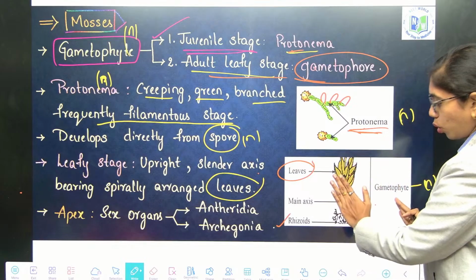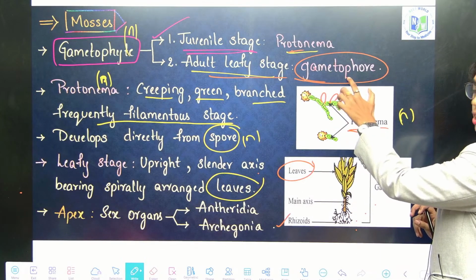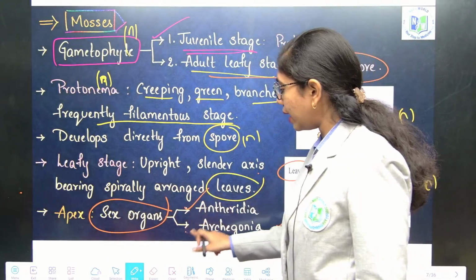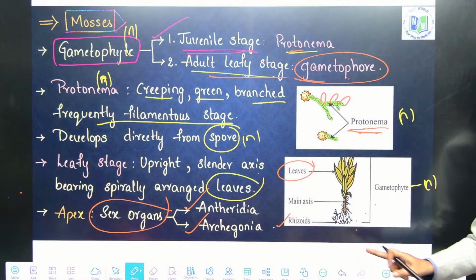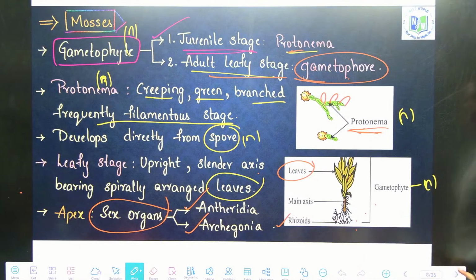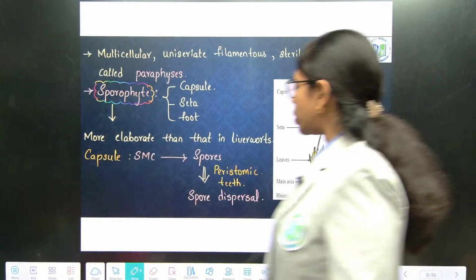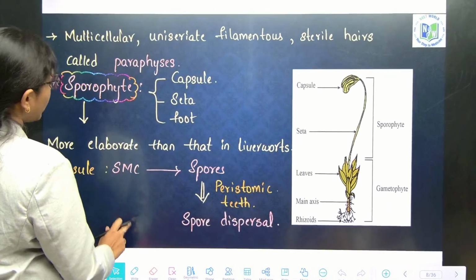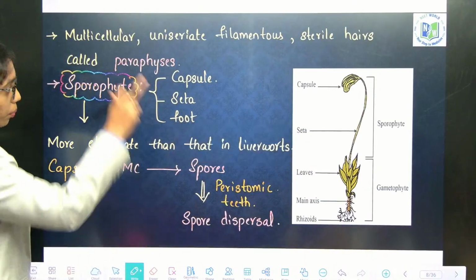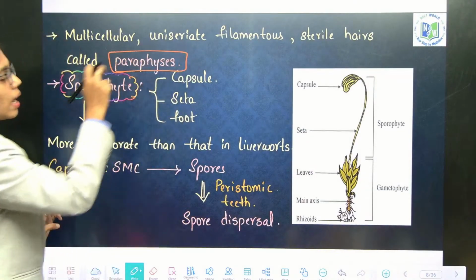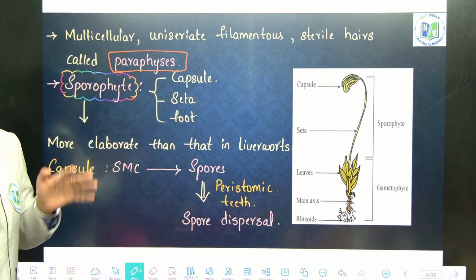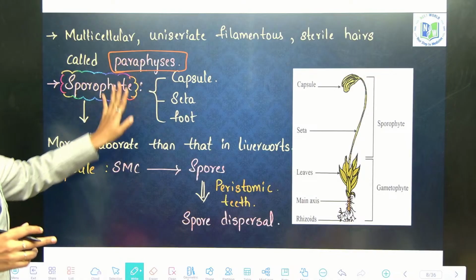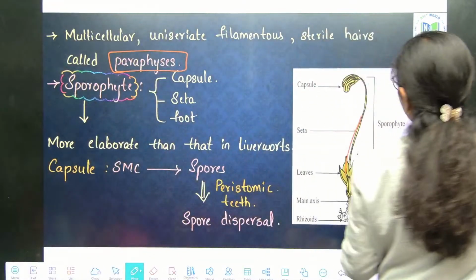This gametophore, which is the adult leafy stage, bears the sex organs, which are antheridia and archegonia. Now you see, the multicellular or uniseriate filamentous hair-like structures present over the body of the gametophyte are known as paraphyses. Nothing but the hair-like structures over the gametophyte are what? Paraphyses.